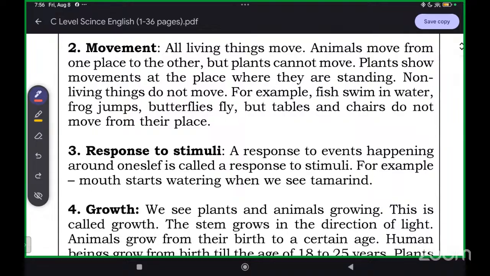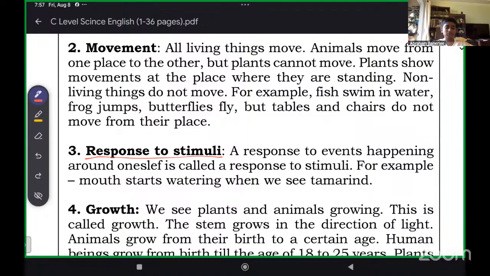The third one is response to stimuli. A response to stimuli means a response to an action or an event that happens. Living things give a response to something. Stimuli means actions or events that happen and we respond to them. A response to events happening around oneself is called a response to stimuli.